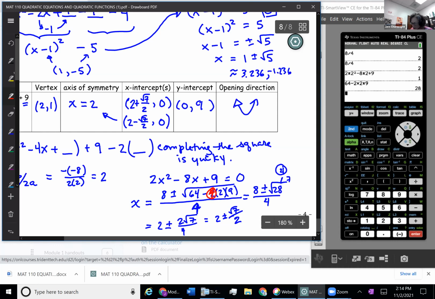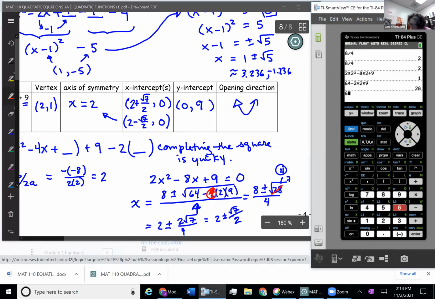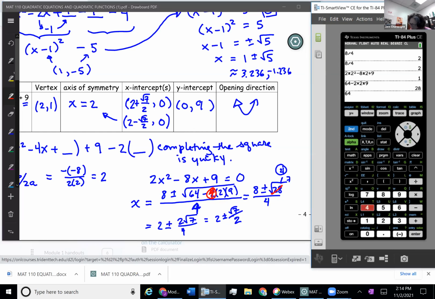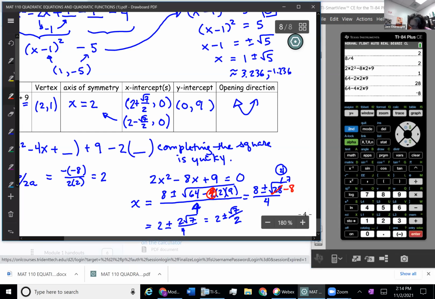Okay, so 4ac, 8 times 9 is 72. So 64 minus 72. Here, I'll do it here. 64 minus 4 times 2 times 9 is what it should have been. Negative 8.